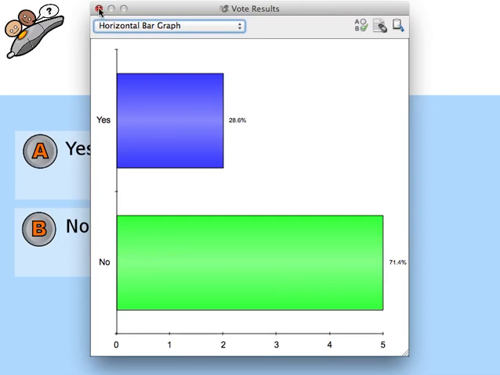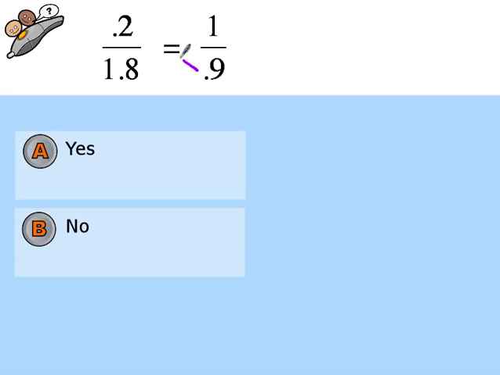The answer is no here. The reason here is decimals. 0.9 times 0.2 should be 0.18. Okay? Over here, 1.8 times 1 should be 1.8. So that is why they are not equivalent. Okay?